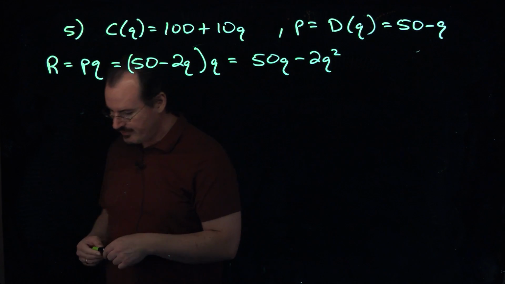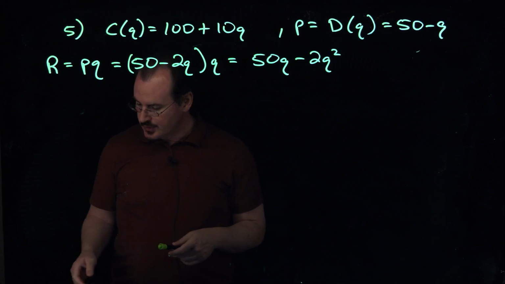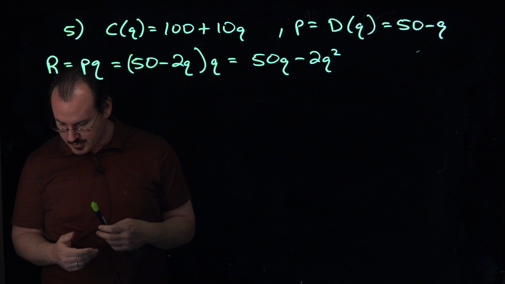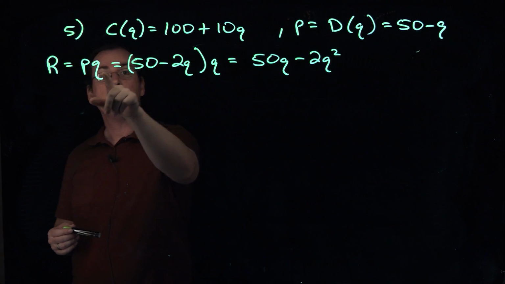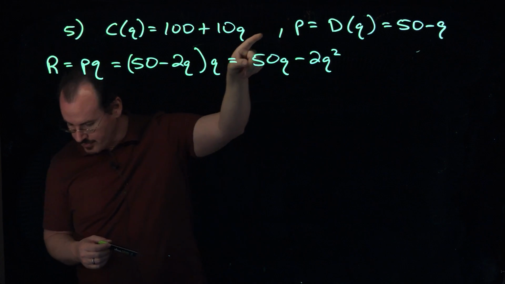Doing example 5 from section 5.2. This is a word problem. It says find the maximum weekly profit and the price the company should charge to realize the maximum profit. We're told what the cost function is, and we're also told the price.